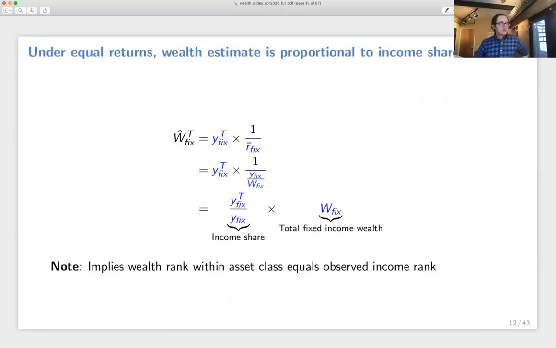Okay, and then let me just do one more thing and I'll take some questions. So this was the point I made about under equal returns: if you just rearrange the capitalization factor, you're basically just taking a particular group or person's income share relative to total income in that category and allocating total wealth that way. Note that this is going to imply that the wealth rank within asset class equals the observed income rank.